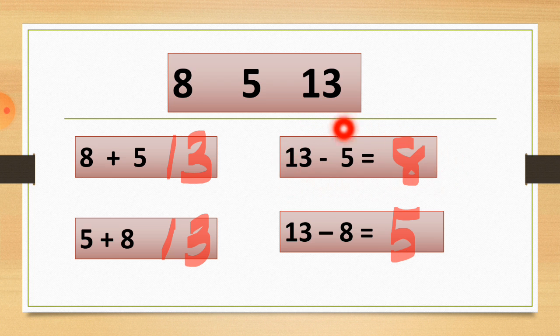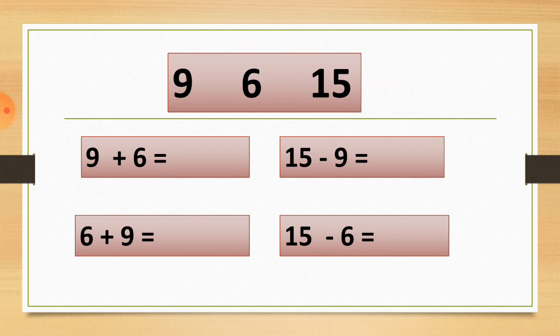13, 5 and 8. You can see 13, 5 and 8. In the next one, 13, 8 and 5. 13 minus 8 is equal to 5. So here 13, 8 and 5. So our family is complete in all the numbers. So I'll show you one more trick to complete these numbers, students.